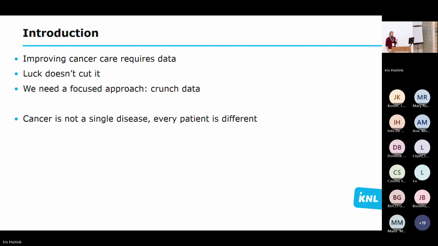I don't think I'll offend anyone here today if I say that in the quest for finding better cancer treatments and care, data is paramount, right? We need data. Data is very, very important. In the past, we may have gotten lucky a few times. The discovery of penicillin was sort of an accident. But nowadays, luck doesn't cut it anymore. We need a focused approach. We need to crunch data, look for patterns, correlations, associations, causality, even, if we can. If not, we'll never be able to figure out how to best treat this disease.